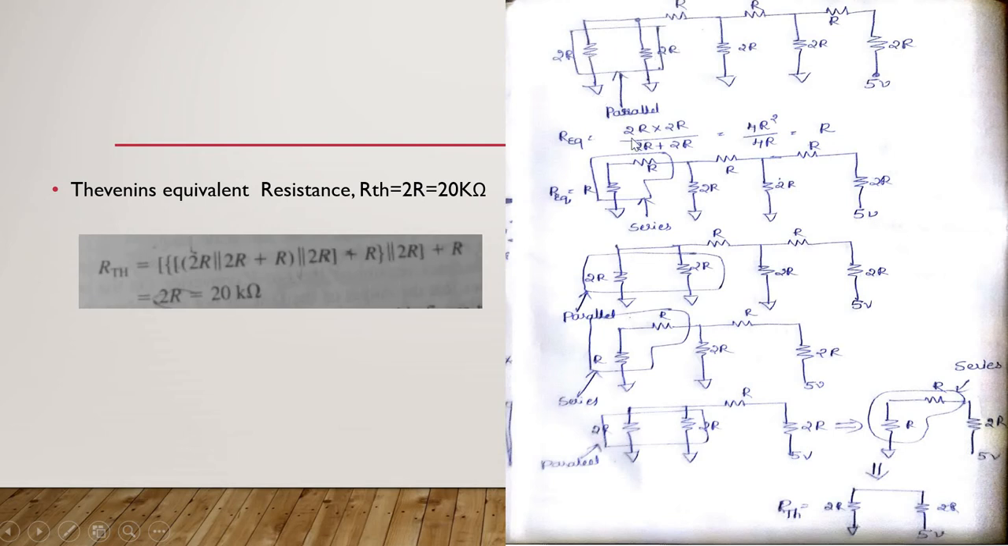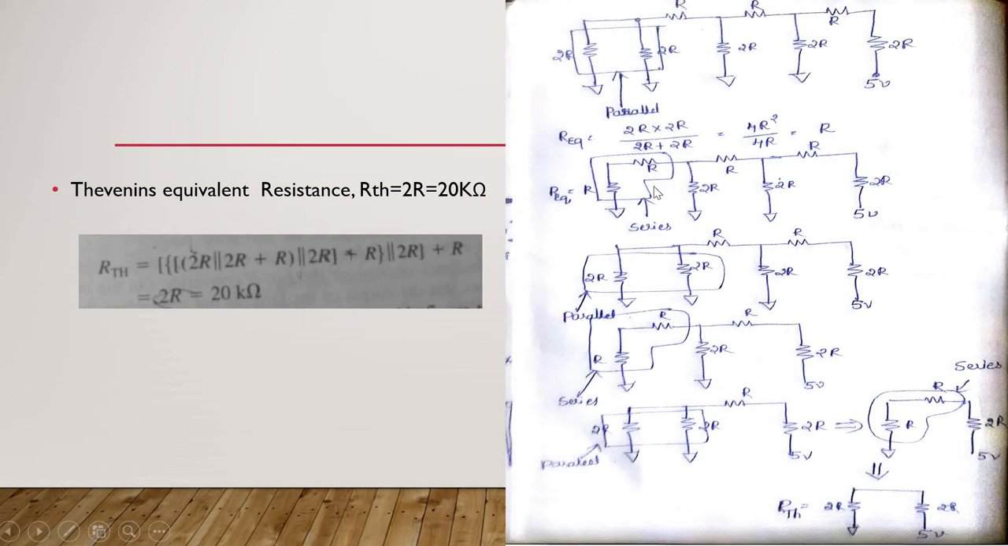If these two are in parallel, the equivalent resistor is 2R into 2R divided by 2R plus 2R, which is 4R square divided by 4R, which is nothing but R. So this is the equivalent resistor R for these two resistors. That resistor will come in series with this resistor, which is this one. So these two are in series, R and 2R. In series means it is going to add: R plus R means 2R.